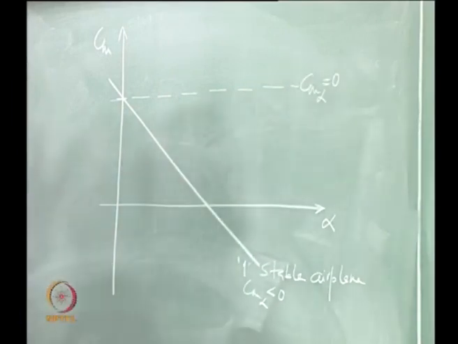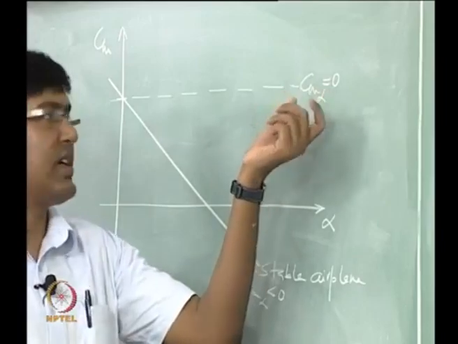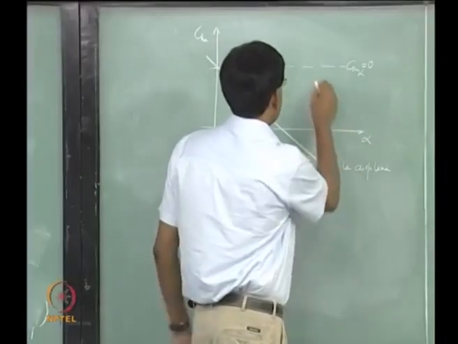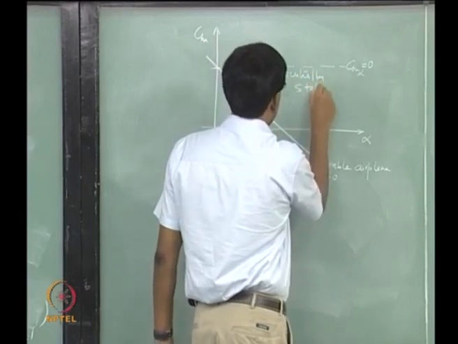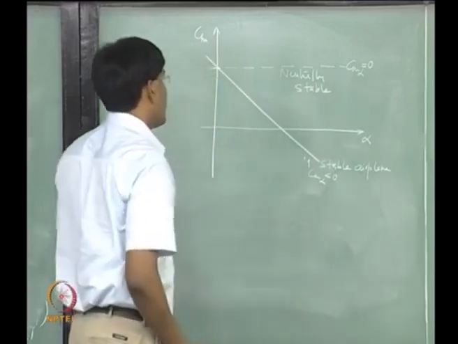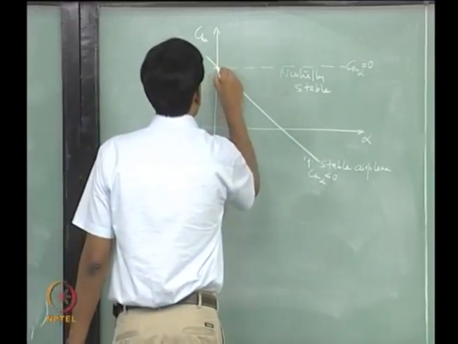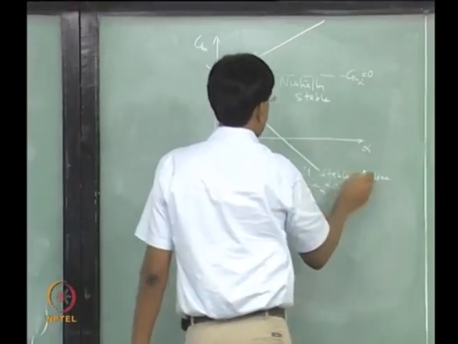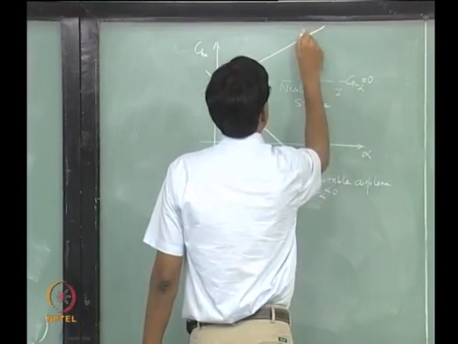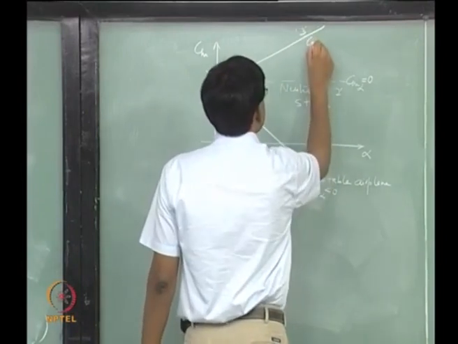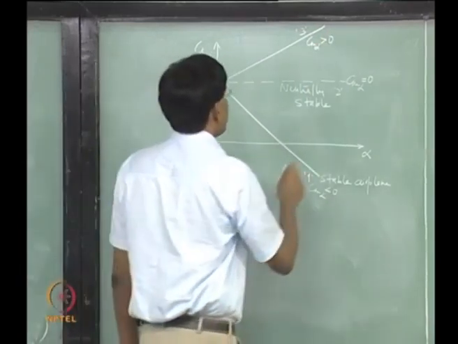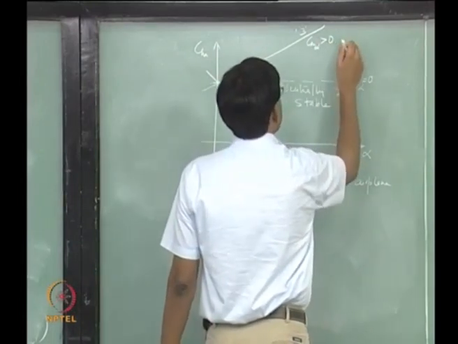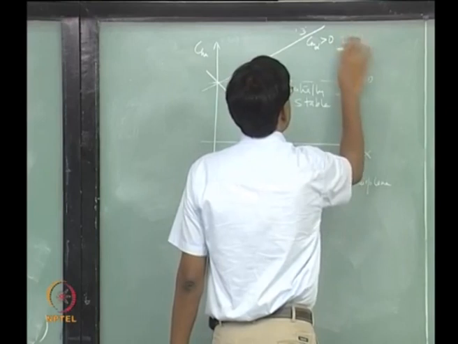The aircraft having dCm over d alpha equal to 0 is a neutrally stable aircraft. And this aircraft 3 is having a positive Cm alpha slope, and therefore we say that it is a statically unstable airplane.